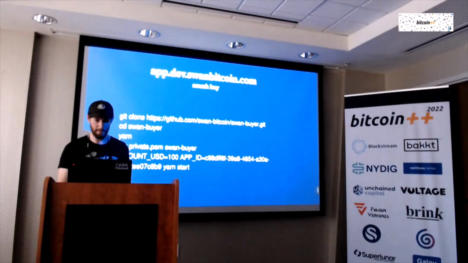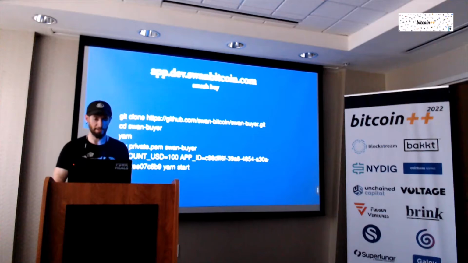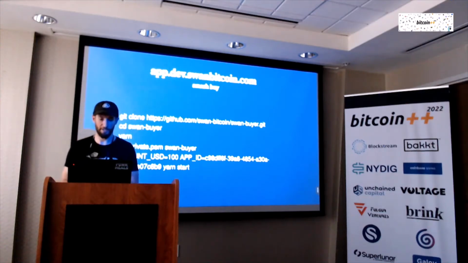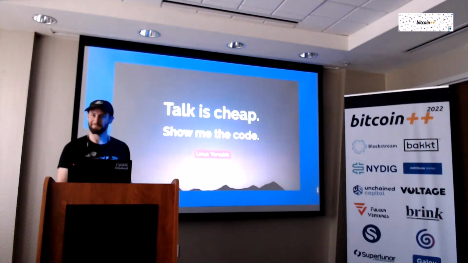And this is actually a working code example. If anybody's interested, there's a Swan buyer project under the Swan Bitcoin GitHub organization. It will walk you through generating these private keys, uploading the public key, and then signing the request. We're actually going to look at the code that does that, so you don't have to go there right now. But just so you know, the code is up there. And yeah, show me the code.